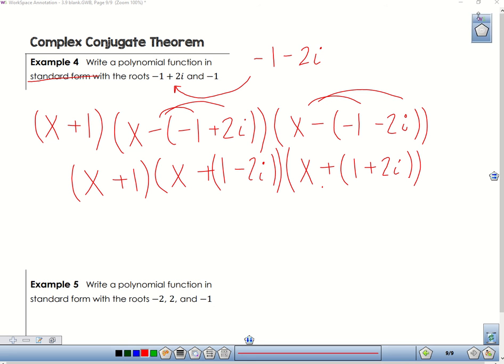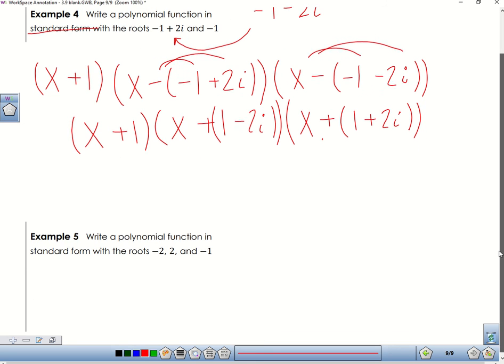So now we want to get it in standard form. This is in factored form. That's not what we're looking for. We're looking for standard form. So in order to do that, we're going to have to use FOIL to multiply these two together first, and then we're going to have to multiply it by this. So it's a bit of multiplication, a bit of algebra here, but we're going to use FOIL.